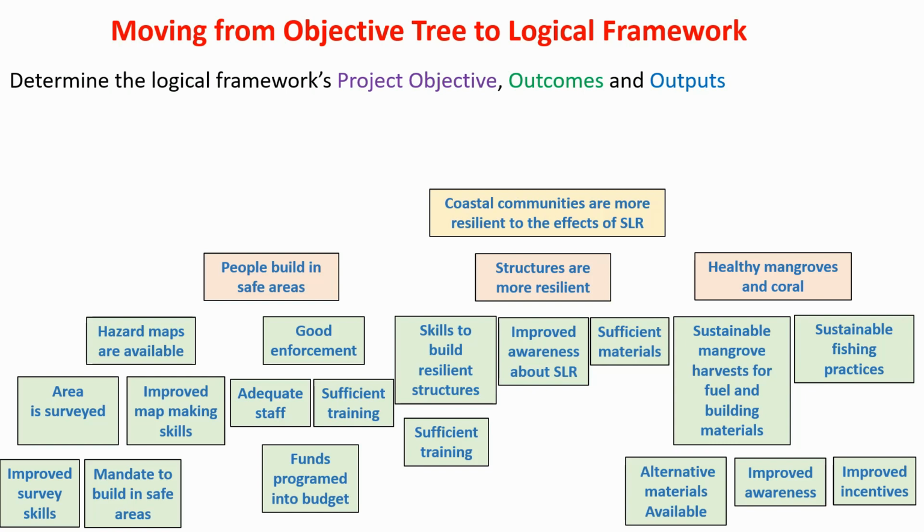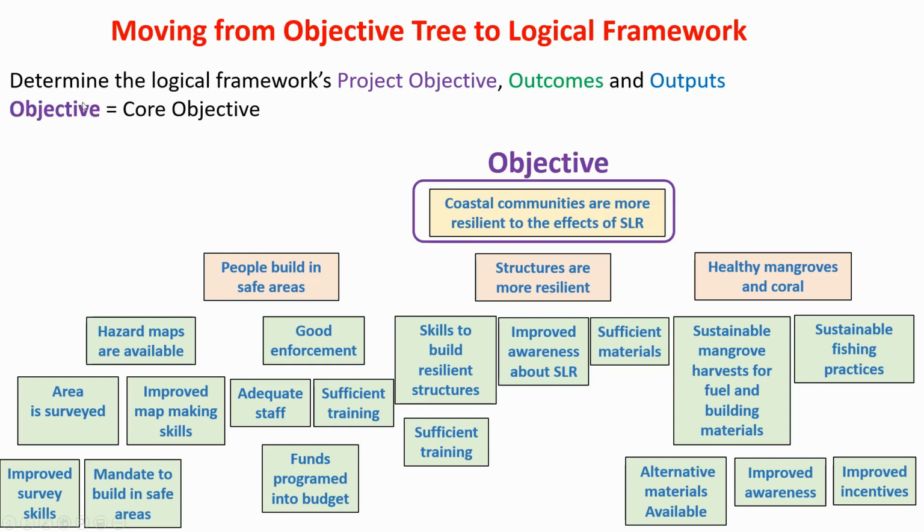And you can see that these are color-coded. That's for a reason. So the objective of the project comes from the objective of the objective tree. That's why we call it the objective tree. Coastal communities are more resilient to the effects of sea level rise. That will be the objective of our project.